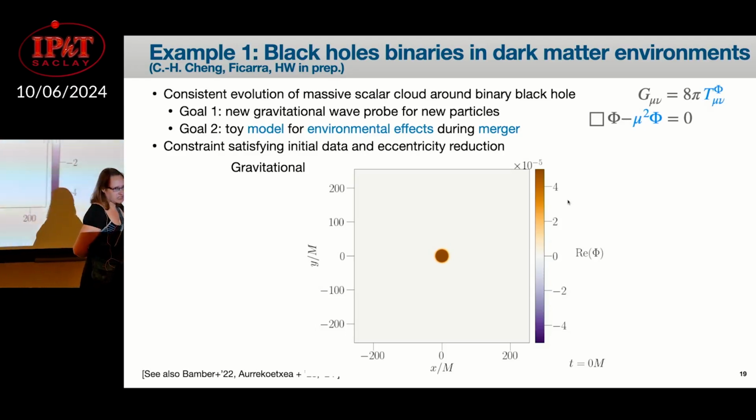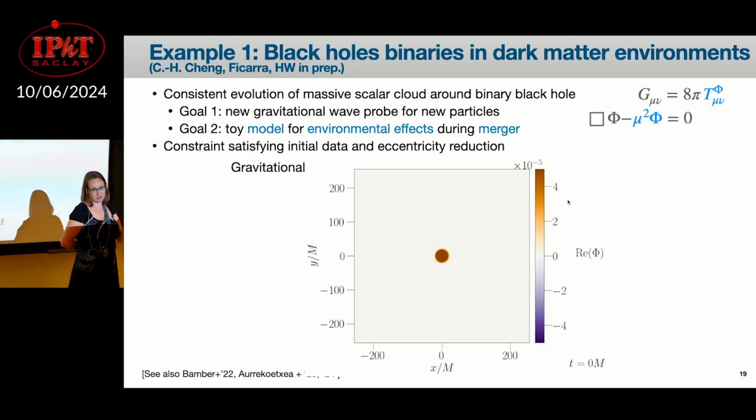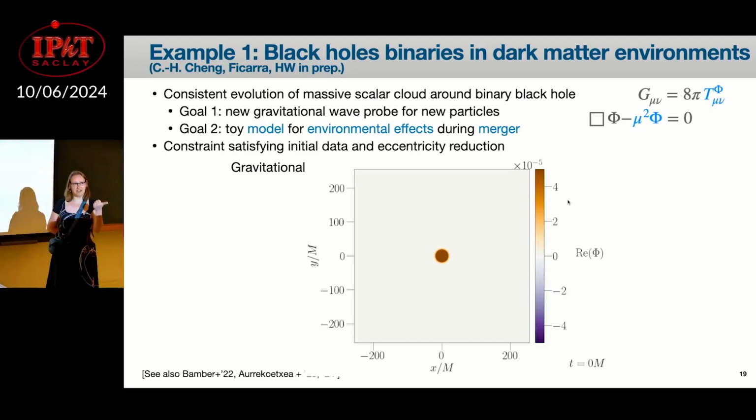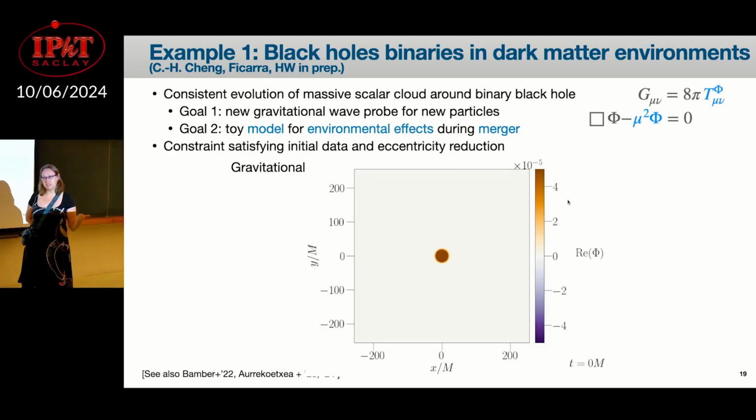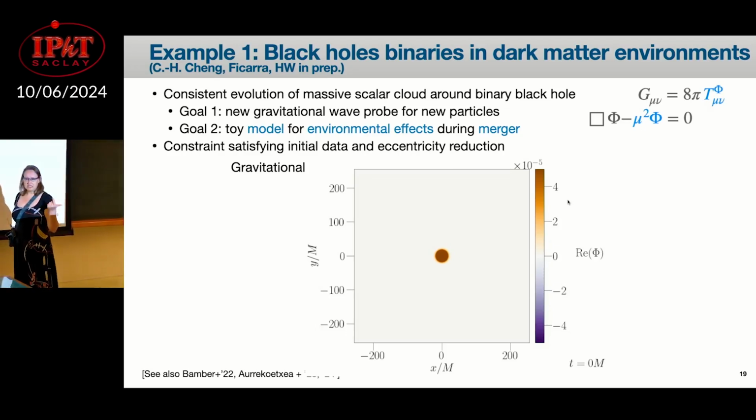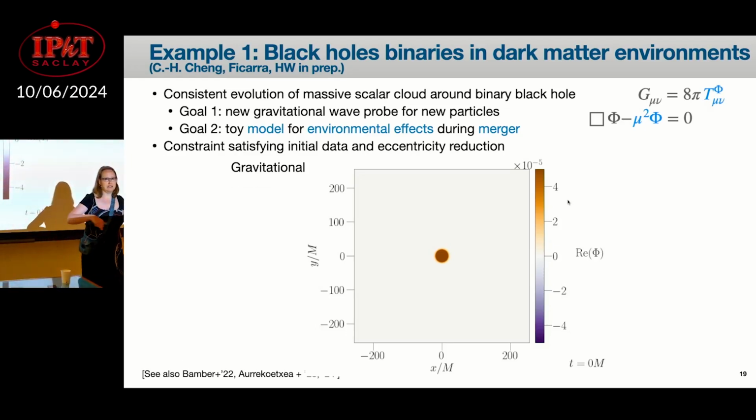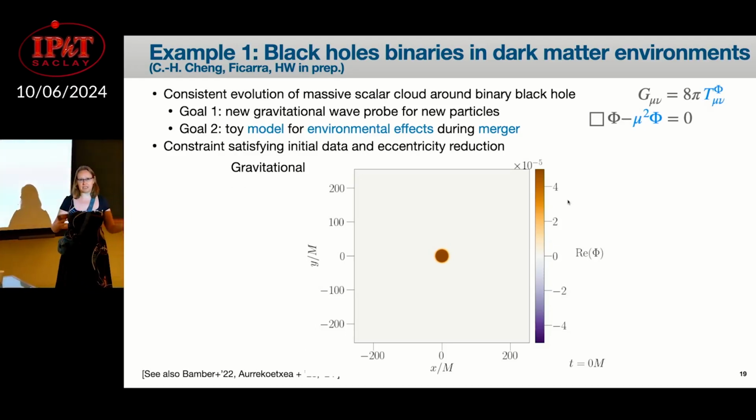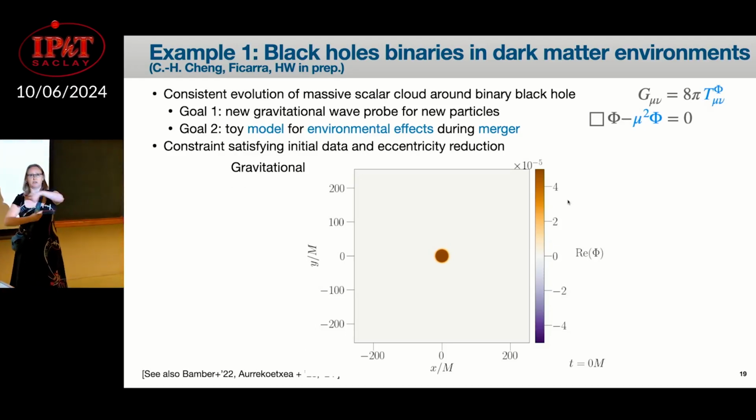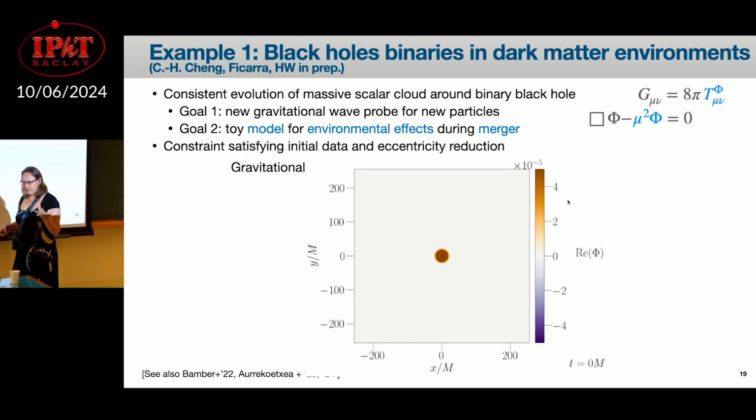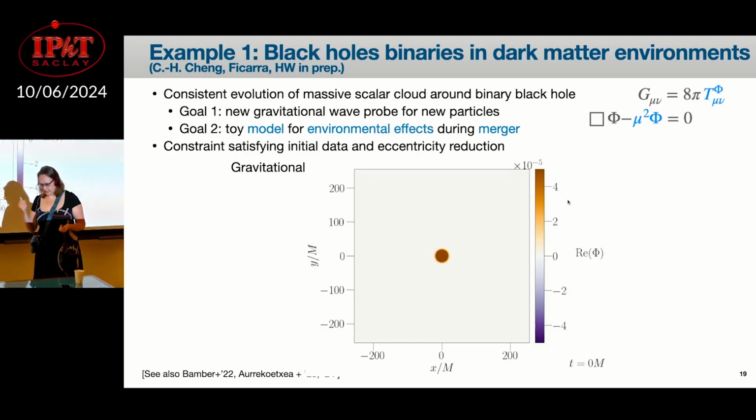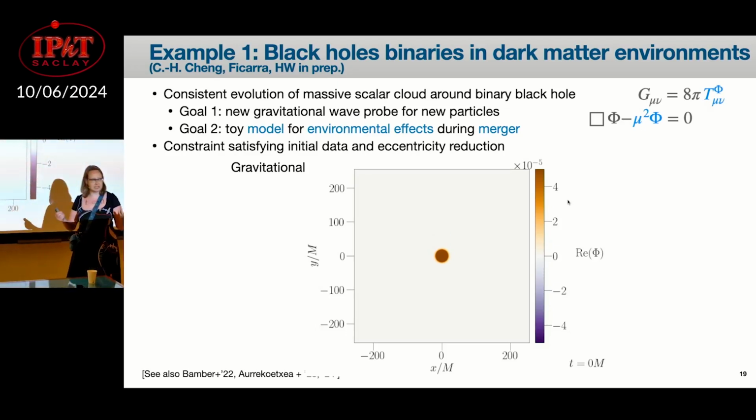One of the physics motivations was to think about how we can use black holes to probe for very light beyond standard model particles. But we also realized it's actually a good toy model to think about how an environment might affect our binary black hole coalescence. And as I said, we are solving this consistently.